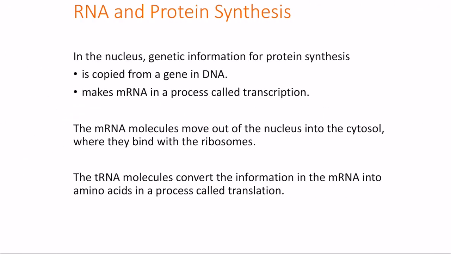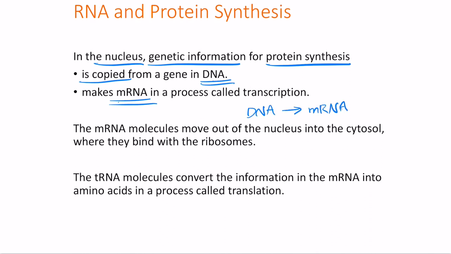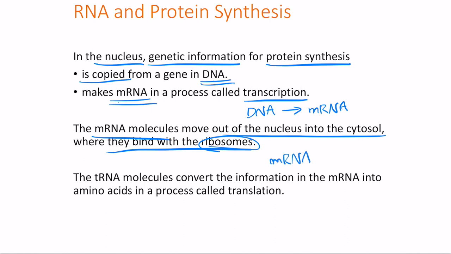So what is the process of transcription here? In the nucleus, what we are doing is converting the genetic information in the DNA into a protein. First, the genetic information needed from the gene is copied from the DNA, and in the process we make mRNA. This process of converting DNA into mRNA is called transcription. Here the mRNA molecules move out of the nucleus into the cytosol, where they bind with ribosomes, and ribosomes are the materials that convert the mRNA into proteins. This process of converting mRNA into proteins is called translation.